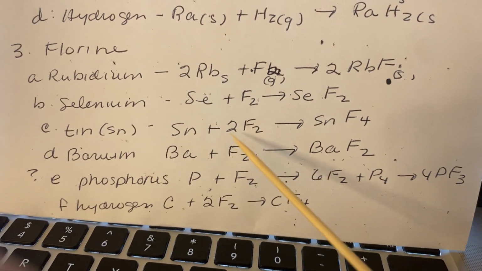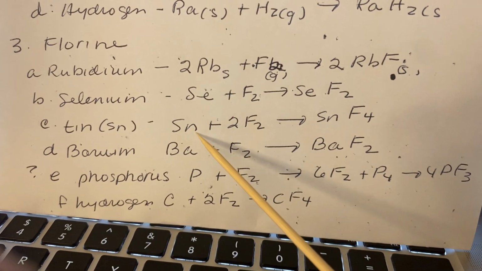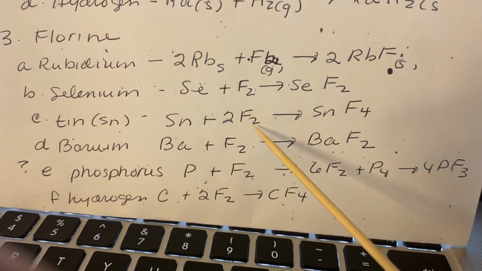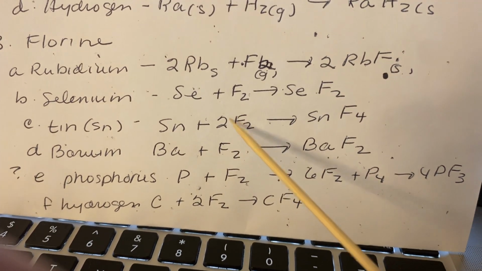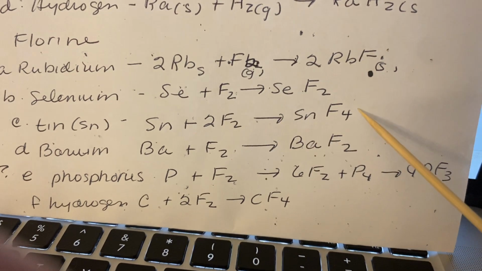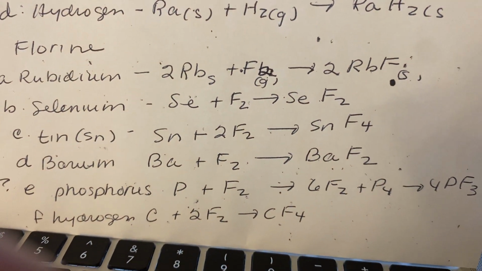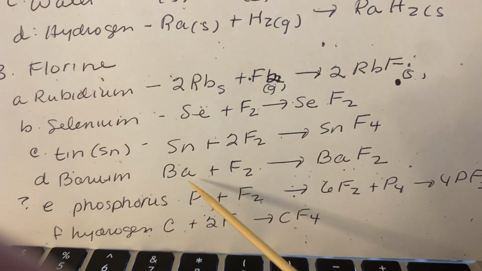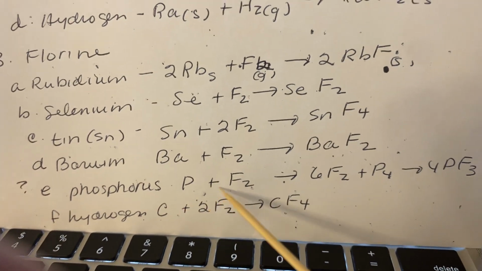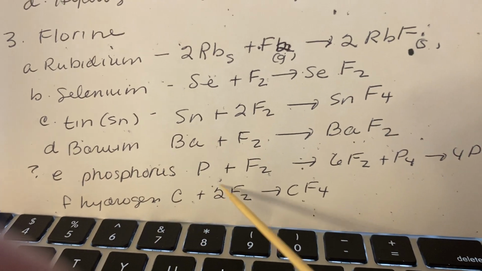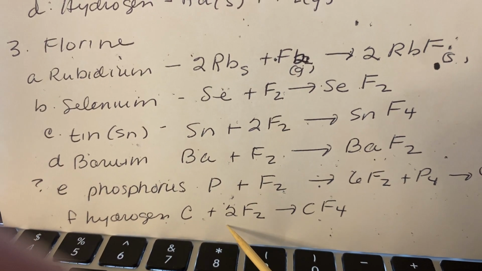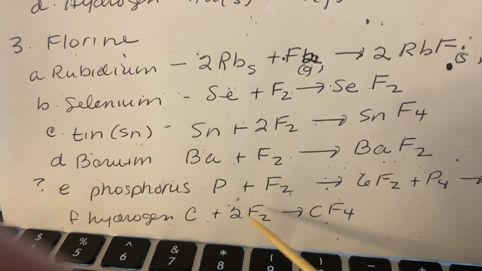Tin, Sn is tin. Tin with fluorines, because tin has 4 positives here, equals SnF4, because basically you have 4 on this side. You just have to look at the periodic table with these. And then barium fluorine. Here we go. That's just pretty easy. Phosphorus, I'm not sure about this phosphorus. Let's skip that one. And then down to hydrogen here, why do I have hydrogen in there? Well, anyway, let's forget about that one too.